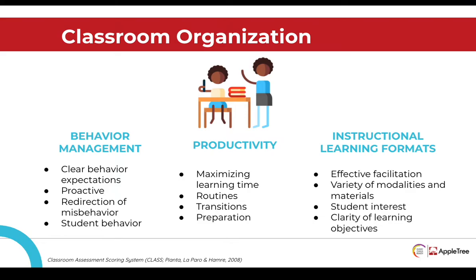This goes into the teacher's preparation. Did they plan for student interest? And finally, the clarity of learning objectives. So the teacher needs to make sure that the children know what they are supposed to do and why. So this might look like if the teacher focuses children's attention on the objective of the lesson when she says, we're going to learn about how flowers grow by planting our own seeds.